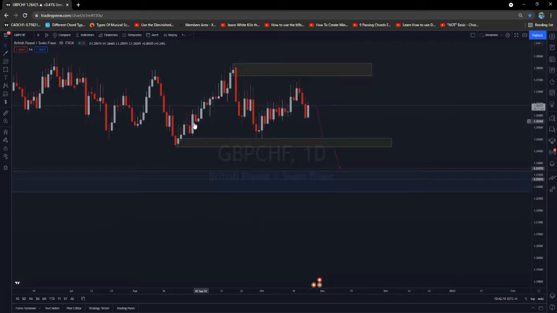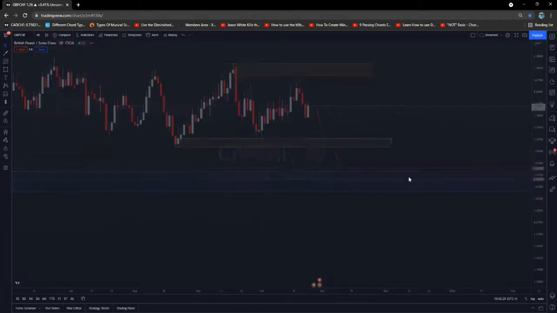This is our intermediate time frame where we derive profit targets. Let's go to the entry time frame, which is the 4-hour.